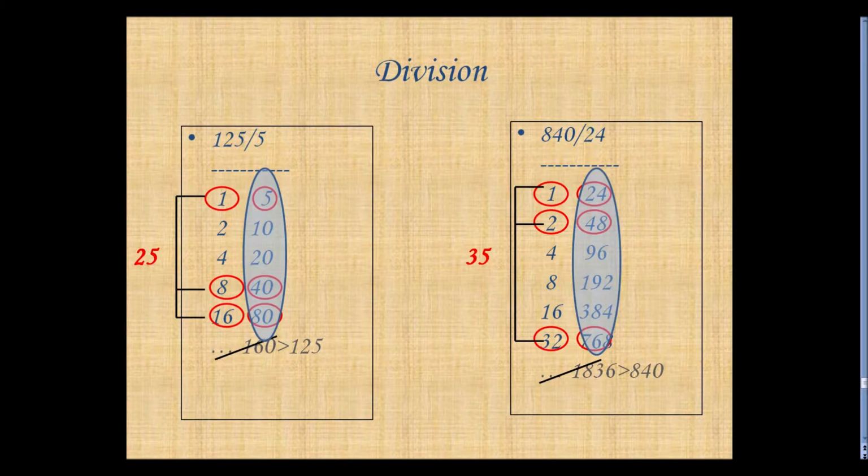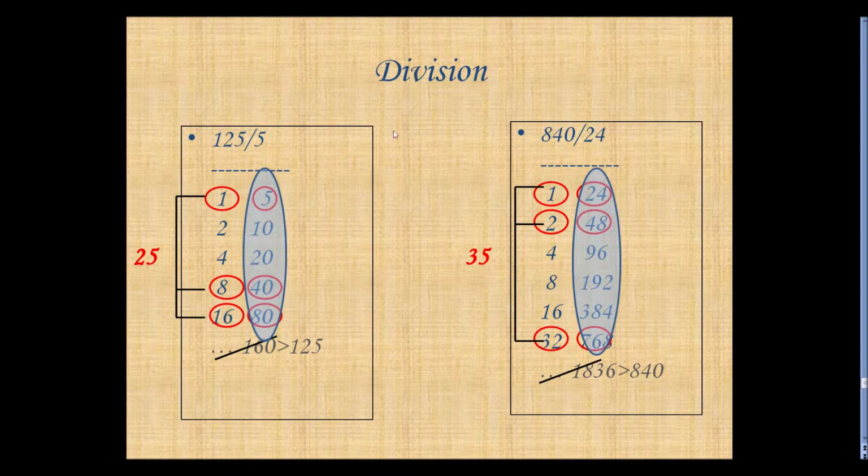Okay, the division is simply the inverse of the multiplication. So instead, we build again our two columns, but in this case, we look in the second column. We take the first example, 125 divided by 5.